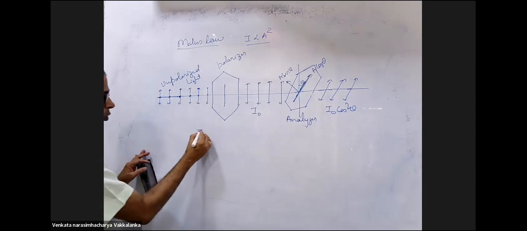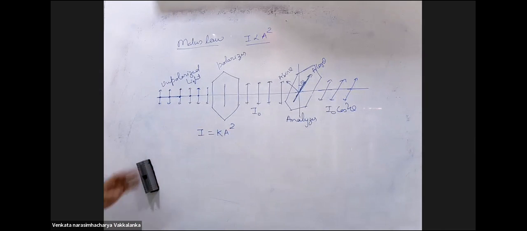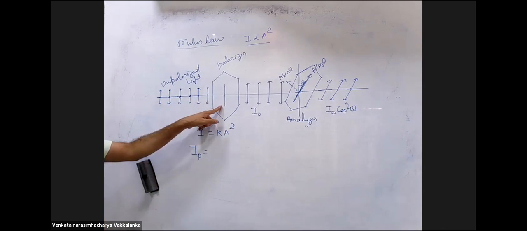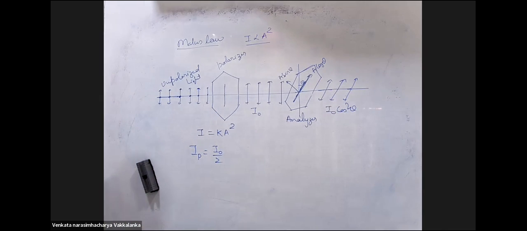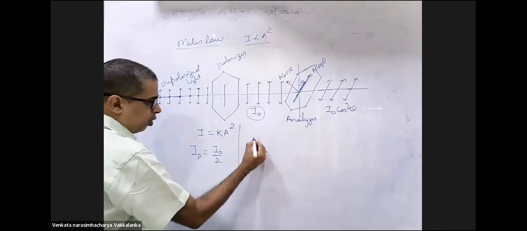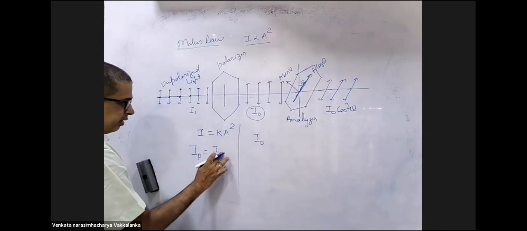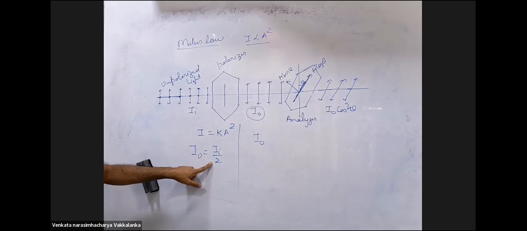Why so? Because you know I is directly proportional to amplitude squared, I equals Ka square. I after passing through the polarizer has become I naught by 2. This is important. Right? I naught by 2. If you are taking this as I naught, then call this I incident. I naught will be I incident by 2.